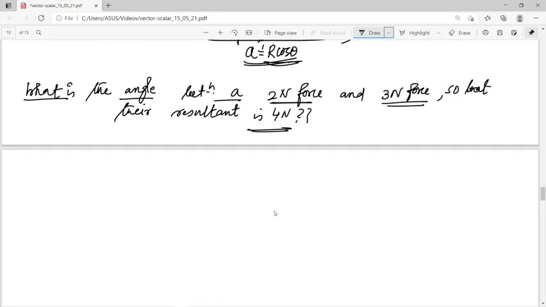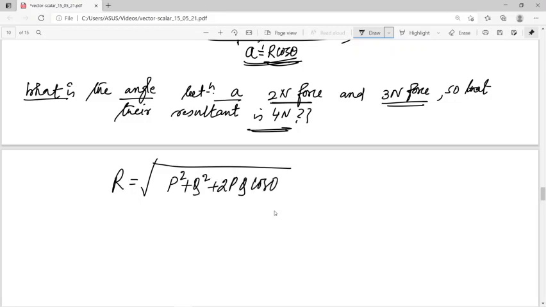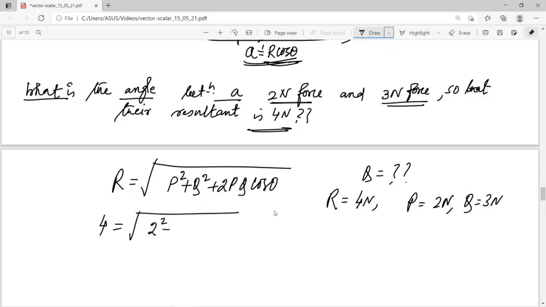If this type of question is given, we know the resultant formula: R squared is P squared plus Q squared plus 2PQ cos theta. They ask us to find theta, and given are R, the resultant, which is 4 Newton, P, which is 2 Newton, and Q, which is 3 Newton. If you put in the values, this is 2 squared plus 3 squared plus 2 into 2 into 3 cos theta.